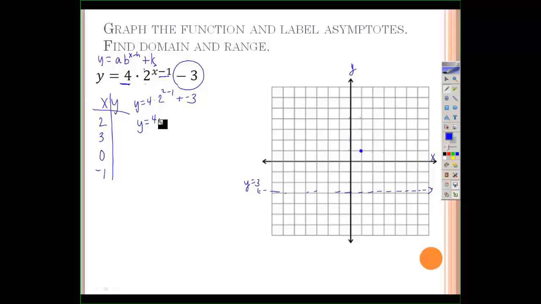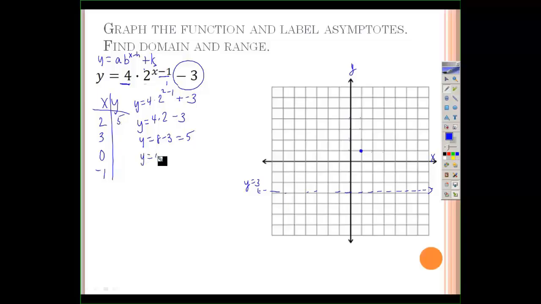Y equals, so let's just figure this one out first. Make sure you do order of operations. If you take 4 times 2 to the first, you'll get 8 to the first. That's not always going to give you the same answer. This time it does, but usually it will not. So 2 to the 2 minus 1 is 1. 2 to the first power is 2. So 4 times 2 minus 3. Y equals 8 minus 3, which is 5. So there's one of my values.